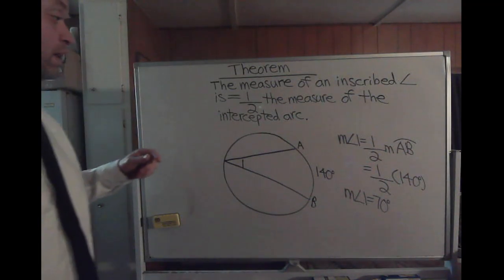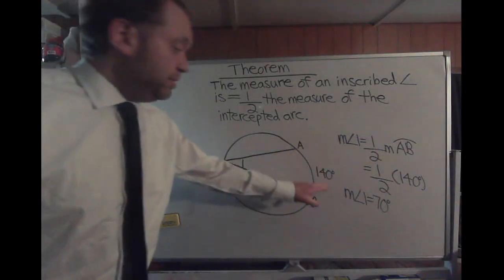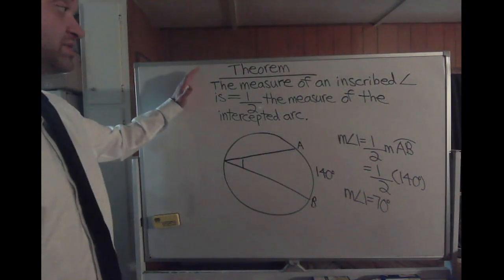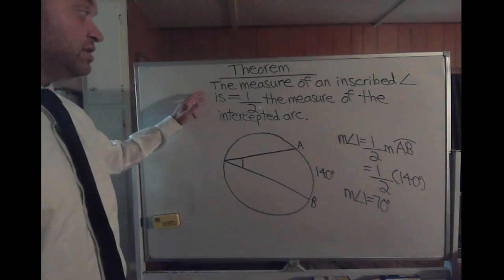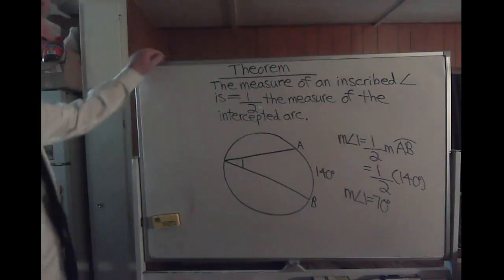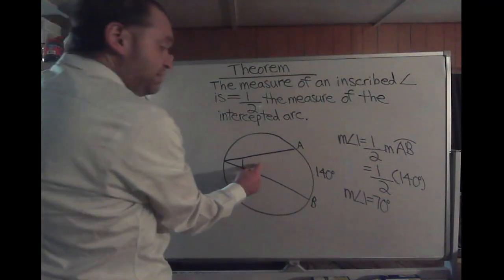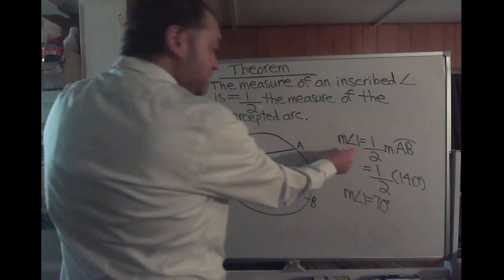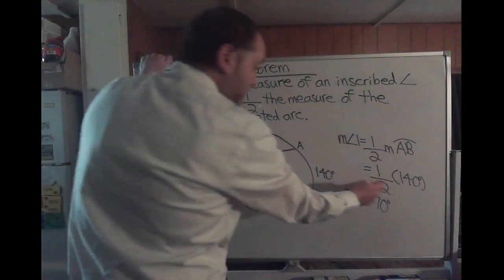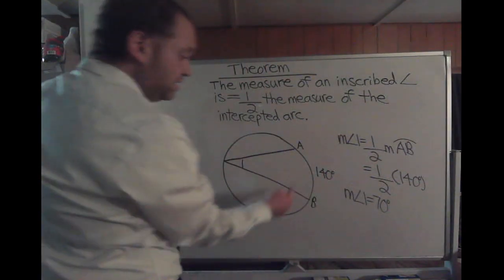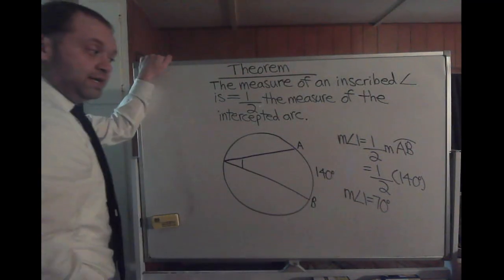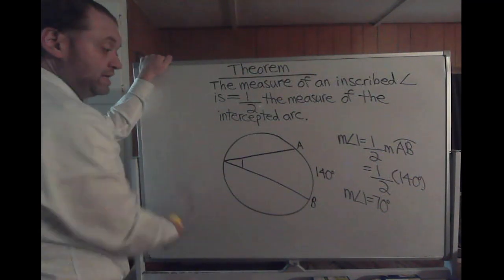So then we have arc AB, which has a measure of 140 degrees. This theorem tells us that the measure of an inscribed angle is equal to half the measure of the intercepted arc. So we have angle 1 here, the inscribed angle in this circle. To find the measure of angle 1, you would just take half the measure of arc AB, which is half of 140 degrees, which means the measure of inscribed angle 1 is 70 degrees. Really quite simple.